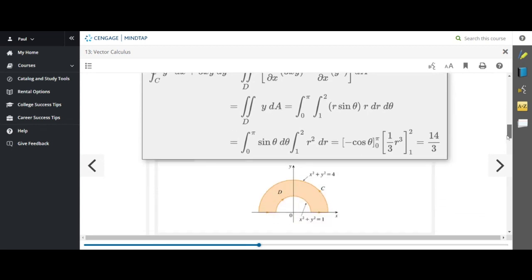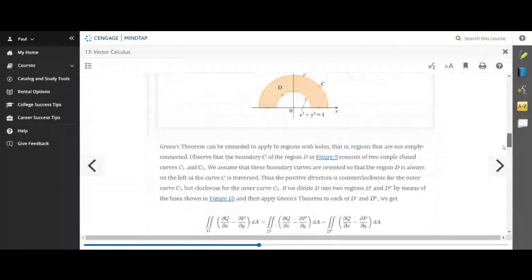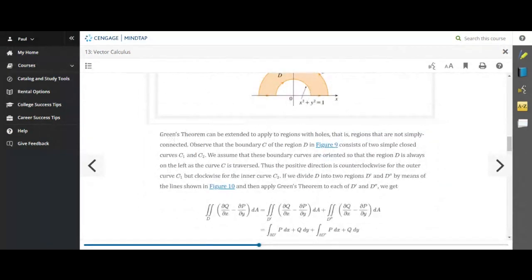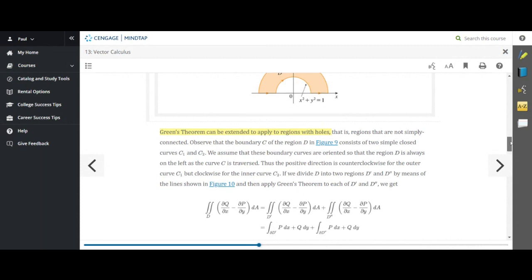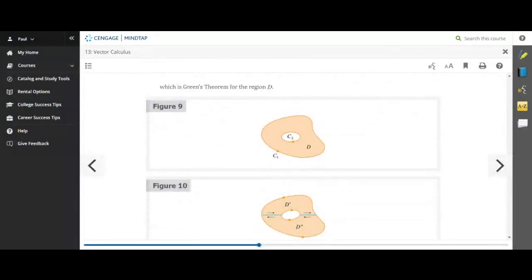Okay, great. And they mentioned that Green's theorem can apply to regions with holes as well. Okay, and they talk about that here, this would be like figures 9 and 10, and we're not going to delve that deeply into it, but I'll let you look at that.